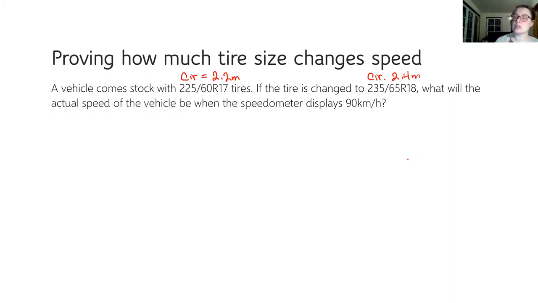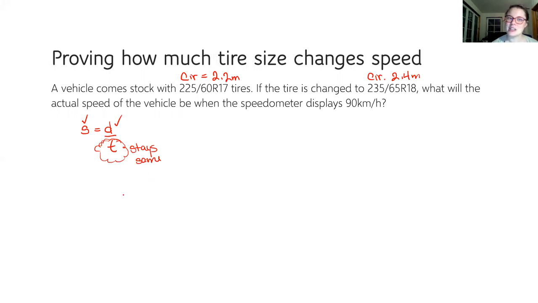Okay, so what we're doing is we've got the stock tire and we're switching and putting a larger 18-inch tire on. What will the actual speed of the vehicle be when the speedometer says 90? Well, let's look at our equation. Speed is equal to distance over time. Let's look at what's actually changing in this equation, and we can simplify the math. Is speed changing? Well, yeah, it's changing because the tire's traveling a different distance. So the speed is changing, and as distance is changing, the amount of time I'm traveling stays the same.